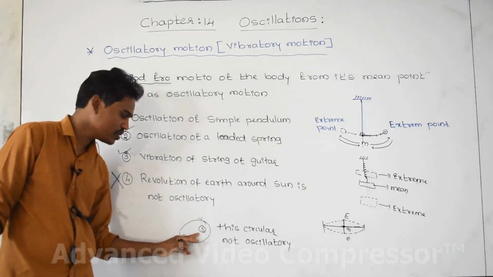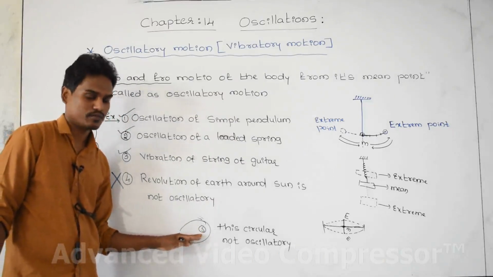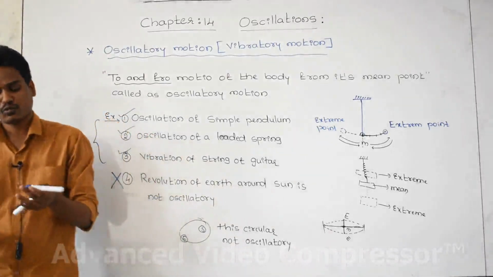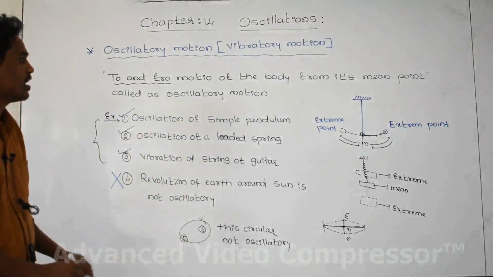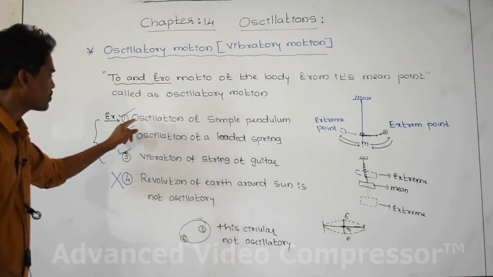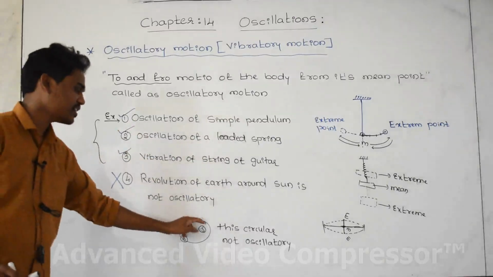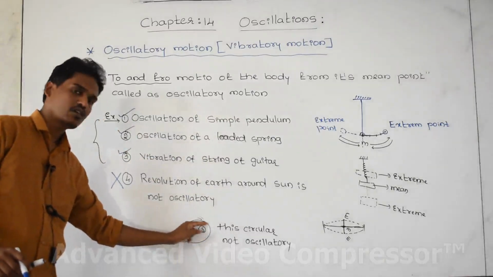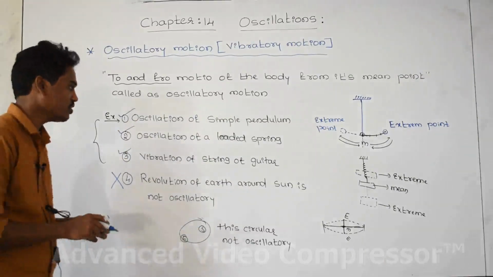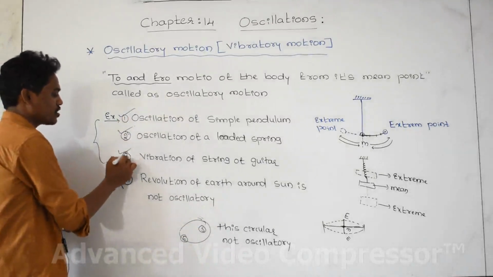It is an elliptical motion. It is not a to and fro. It is a periodic motion. Don't confuse the periodic motion and oscillatory motion. These three are oscillatory or vibratory because the to and fro condition is satisfied by this one and this one, but not by this one. That's why it is a periodic motion, but not an oscillatory motion. This is also periodic, this is also periodic, this is also periodic.